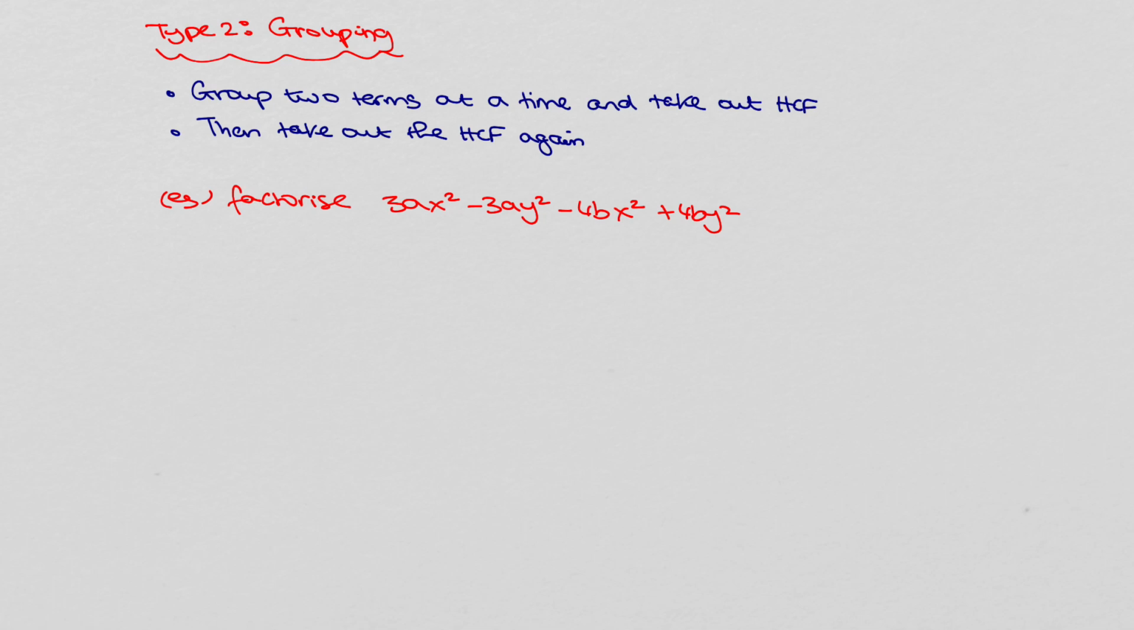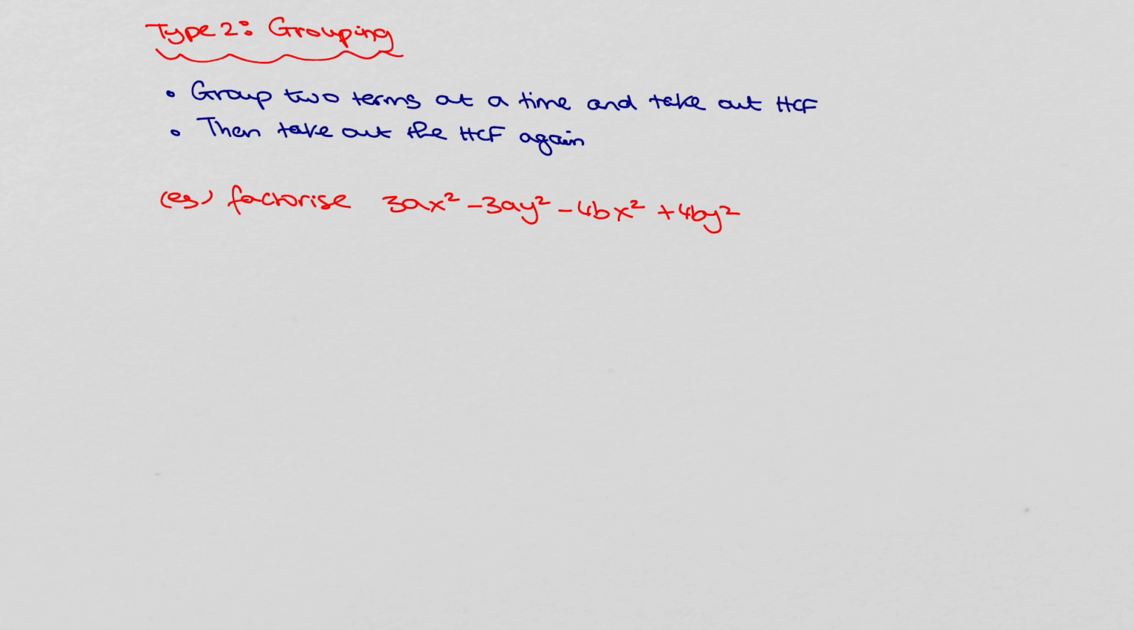So type 2 is grouping. So often what happens is when I look at all of the terms in a given expression, I can't find a highest common factor for every single term. So when this happens, what we do is we tend to take 2 terms at a time and find that there is a highest common factor between each of those 2 sets of terms.